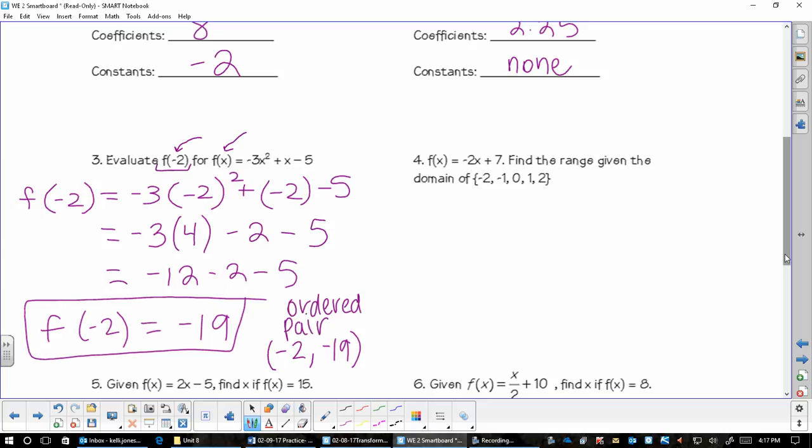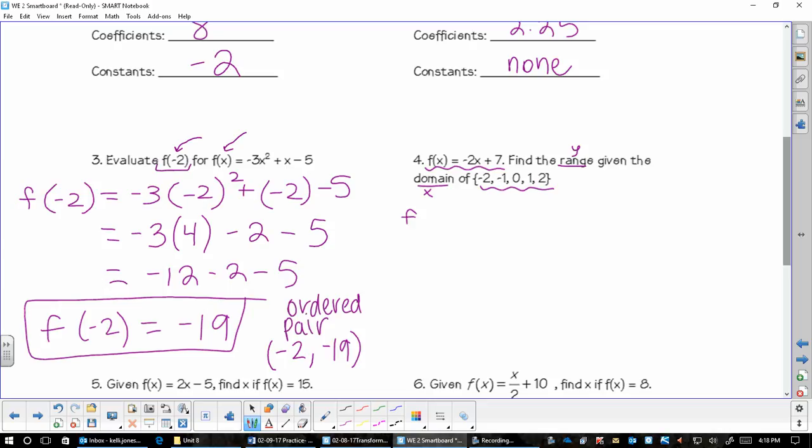Find the range given the domain. If you know the domain, we know the domain is x. And if we're trying to find the range, the range is your y value, and the domain is the x's. So if I have this function and I have these x values, the way you find a y, if you know an x, is by plugging it in. The domain is the input, the range is the output.